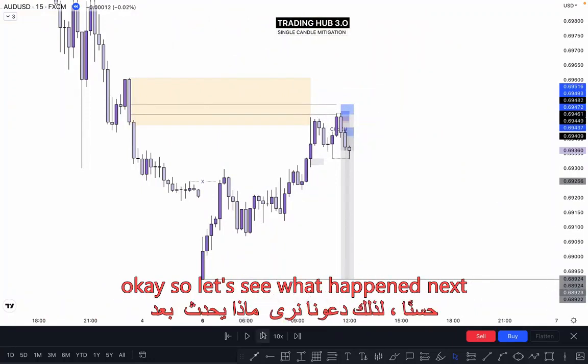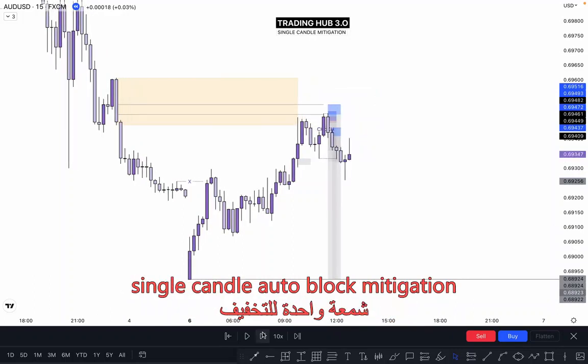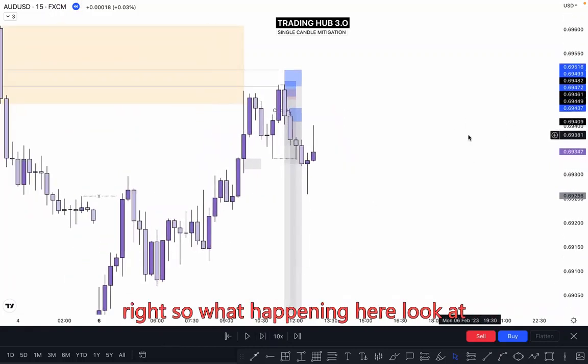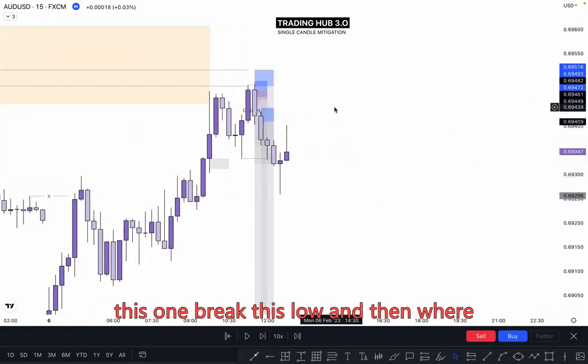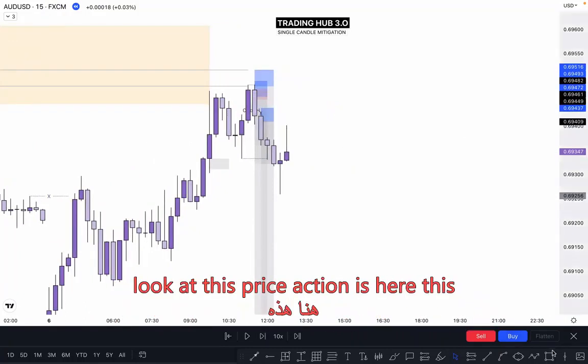Okay, so let's see what happened next here. You have to wait for it to create single candle order block mitigation, single candle liquidity sweep here, right? So what is happening here? Look at this one, break this low, and then where is our structure where we can mark our POI? Look at this price action here.